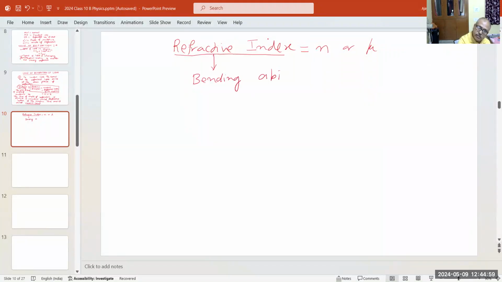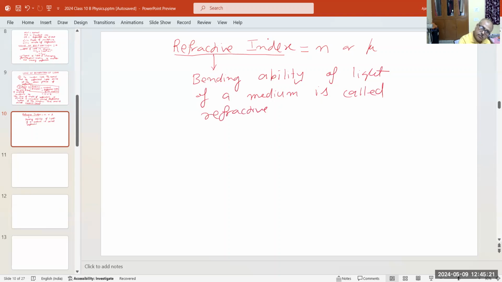Bending ability of light of a medium, it's called refractive index. Bending ability of light in a particular medium is the refractive index of the medium.